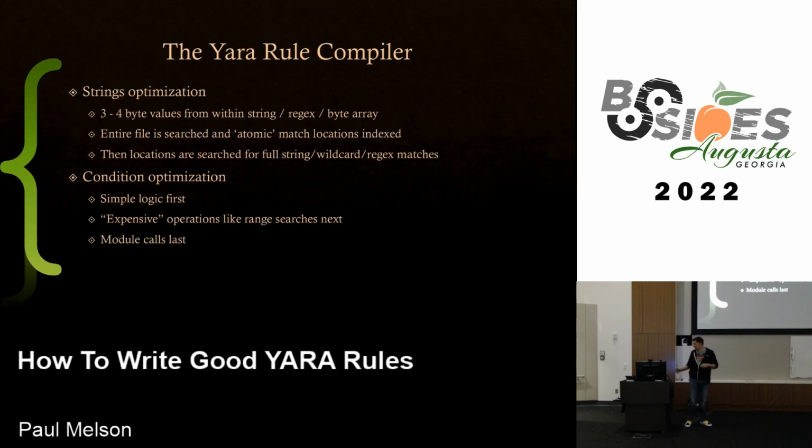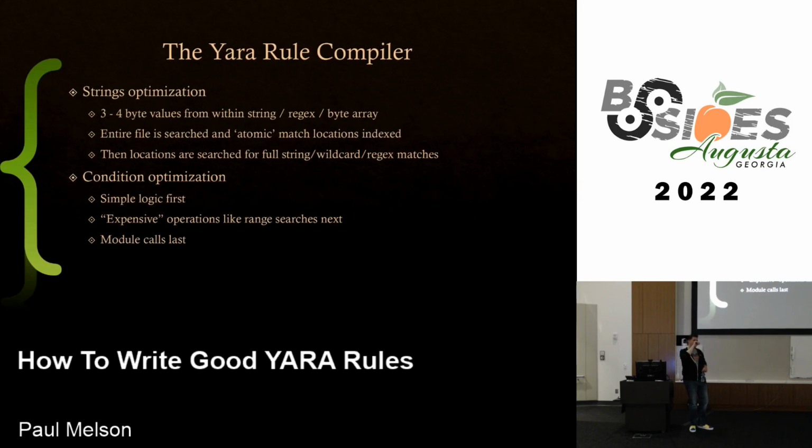So Yara does two things when it compiles your rule. It optimizes strings, and it does condition optimization. With strings optimization, there's this concept called atoms, where it will take a larger string, let's say a long string with good anchoring. It'll take 3 or 4 byte chunks out of it. Now it's got its own algorithm as to which it will try and take, right?